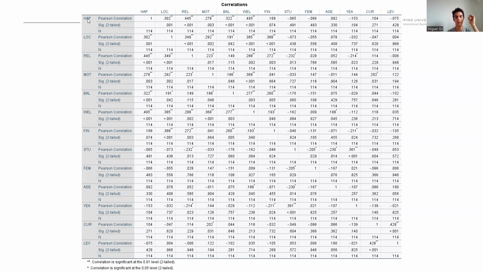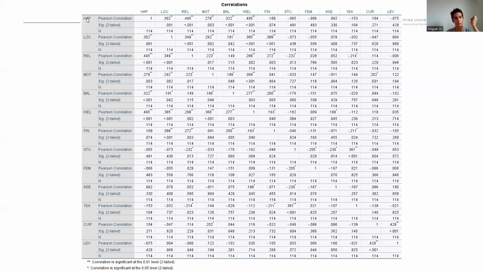So of course, happiness is perfectly correlated with happiness, right? Because it's the same variable. So of course, we always have this line of ones. We always have it like this. So happiness with happiness, locus of control with locus of control, relationships with relationships, and so on. So that's not interesting at all.